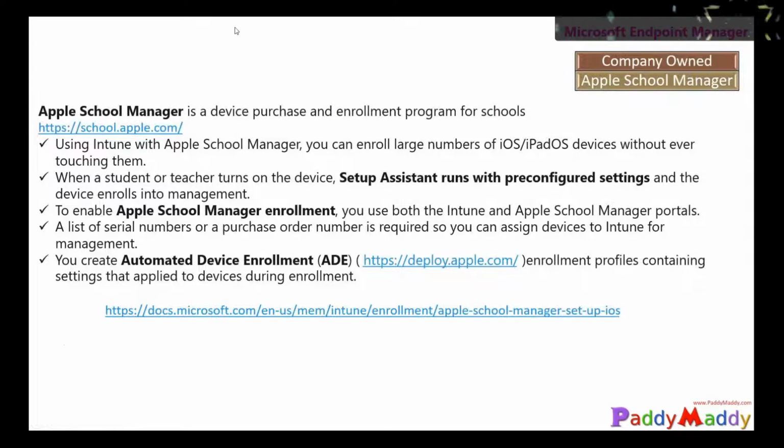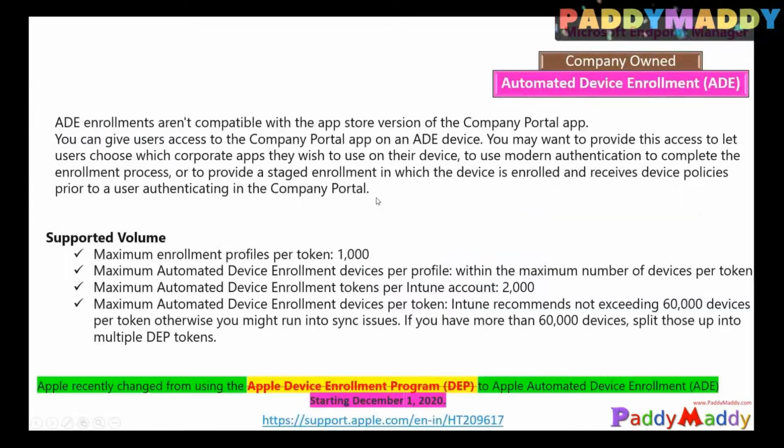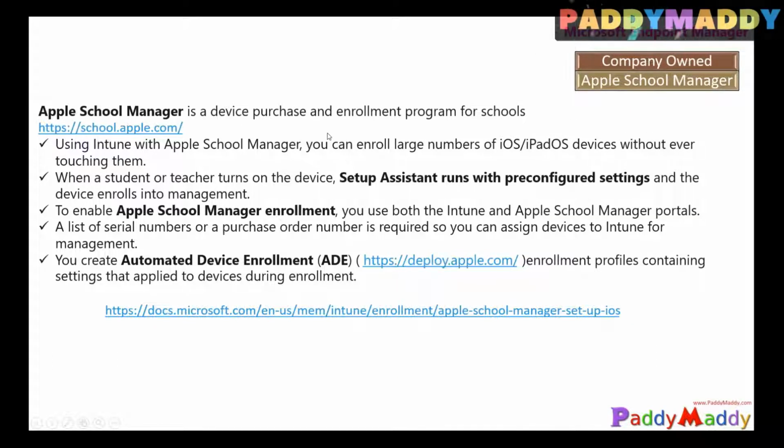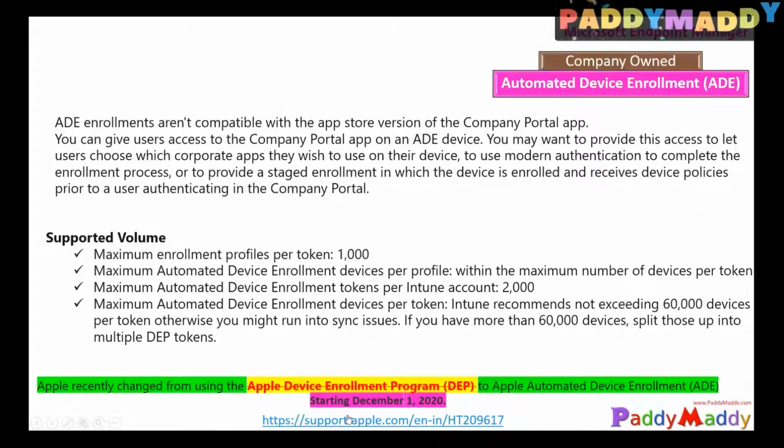Coming back to School Manager, this is a URL that we are talking about. You just need to go to school.apple.com and then run the configuration. You can also do the configuration with deploy.apple.com for ADE specific, and some of them are deprecated. For example, the device enrollment program was taken out last year, and it is diverted to ADE. That's why I said ADE is the only one you will be using.